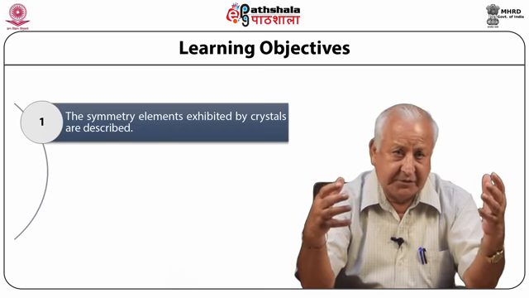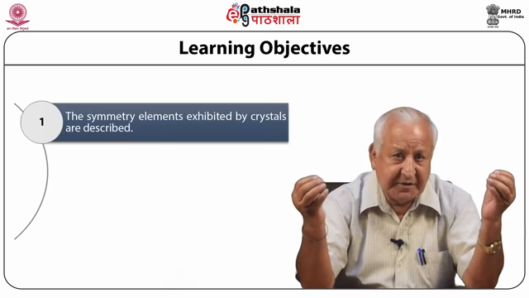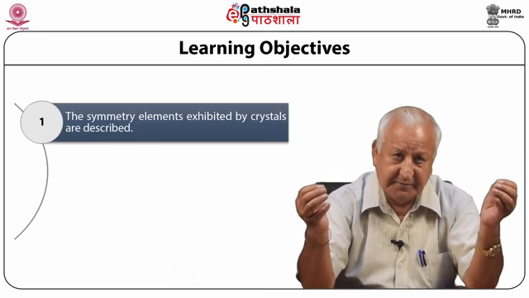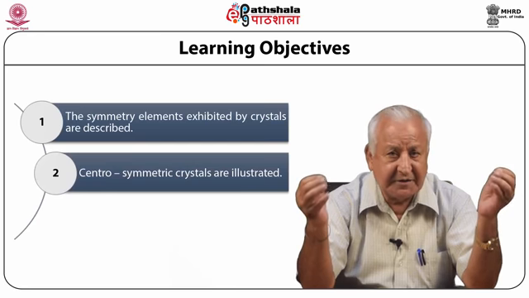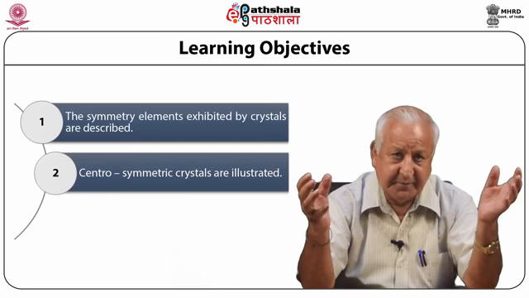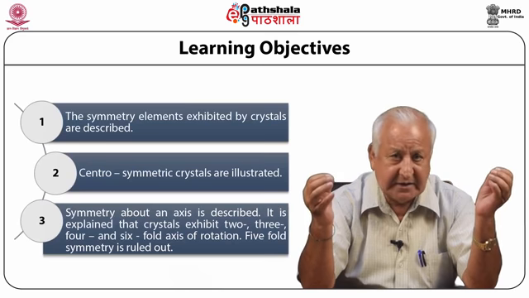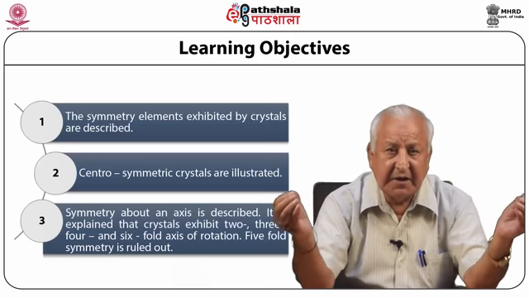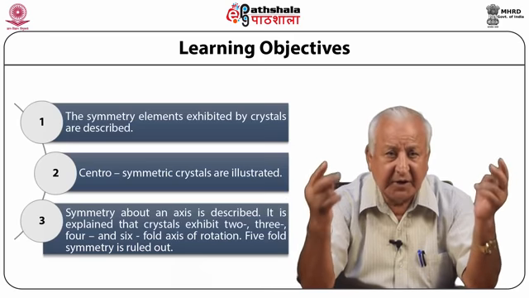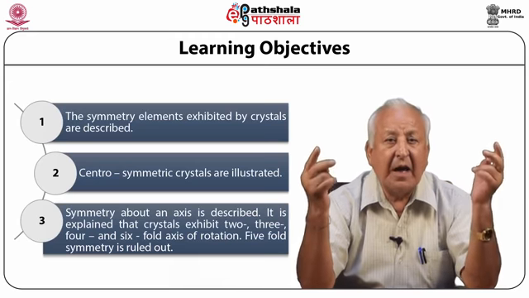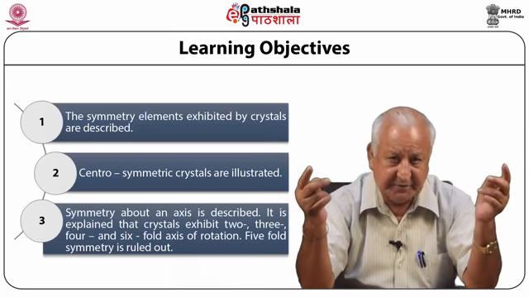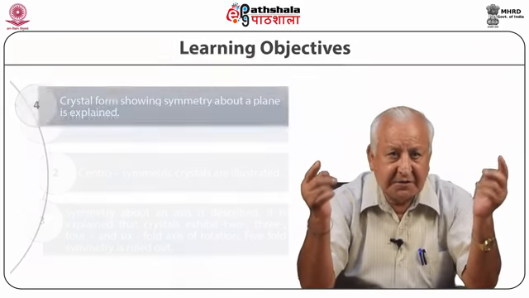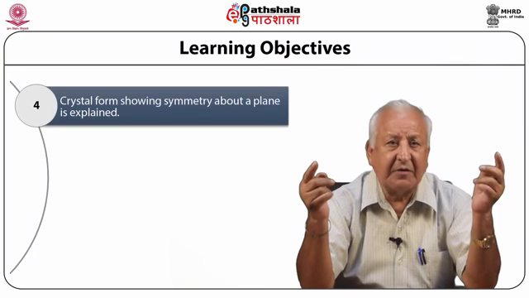The learning objectives are: the symmetry elements exhibited by crystals are described here. The centrosymmetric crystals are illustrated. Symmetry about an axis is described. It is explained that crystals exhibit 2, 3, 4, and 6-fold axes of rotation. 5-fold symmetry is ruled out. Crystal form showing symmetry about a plane is explained.